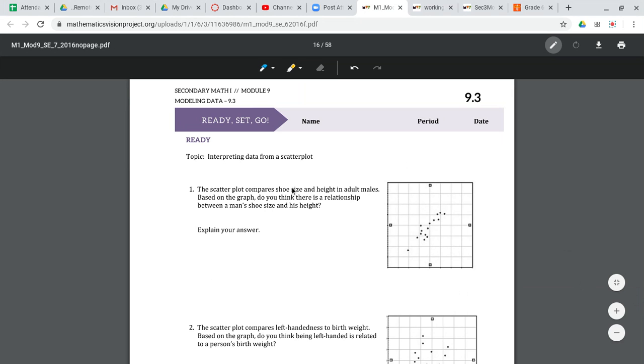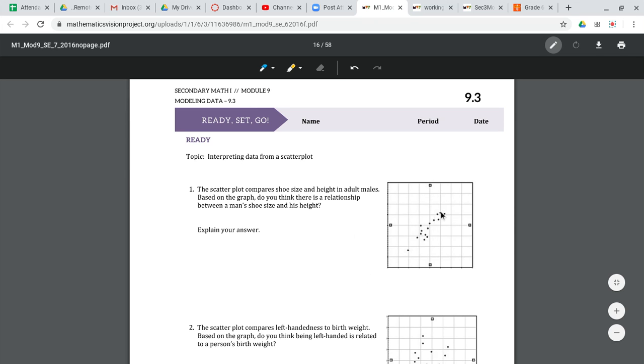All right, so what we're looking at today is interpreting data from a scatter plot. The scatter plot compares shoe size and height in adult males. Based on the graph, do you think there is a relationship between a man's shoe size and his height? So if we look at this data over here, is there some sort of correlation? Is it going in a negative direction? Is it going in a positive direction? Or is it just kind of going all over the place?